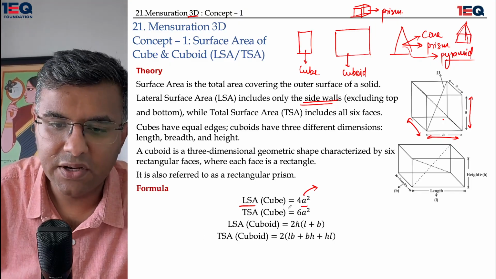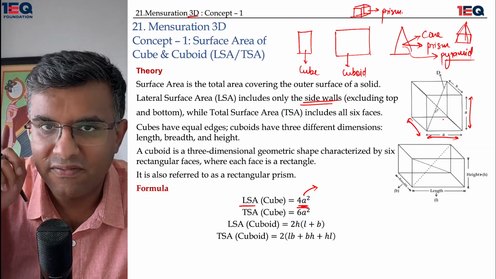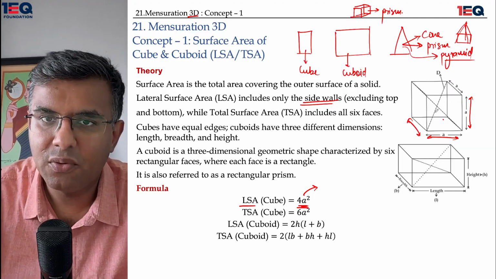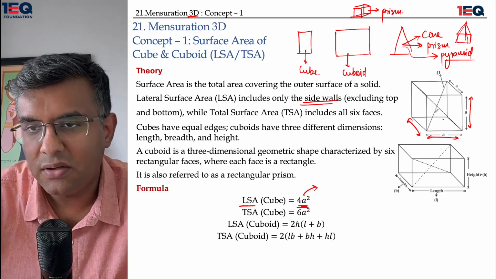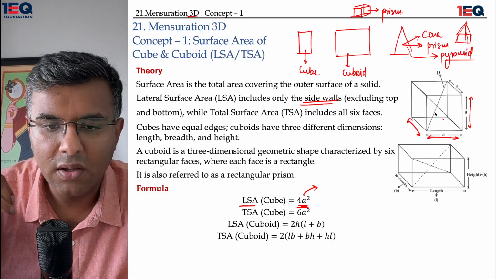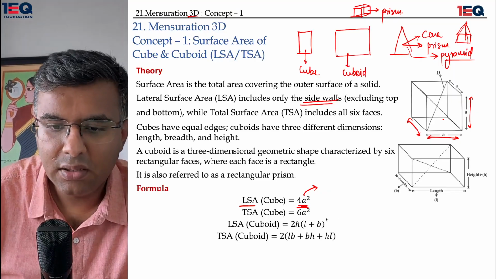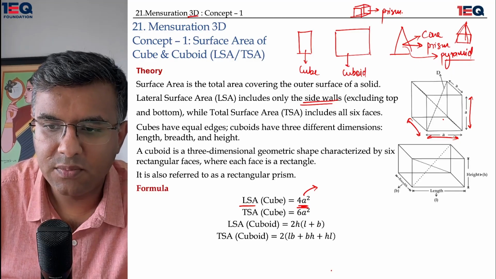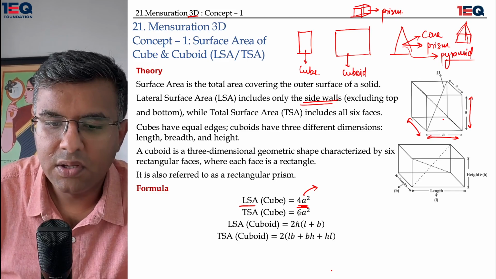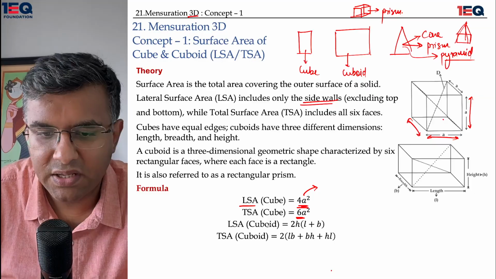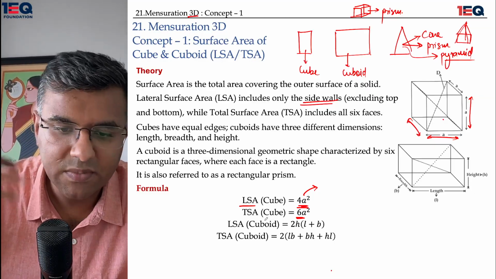So the lateral surface area of a cube would be equal to 4a squared. That means a squared is the area of one face. When I multiply it by 4, it becomes the area of four faces. We are excluding the top and the bottom. Mind it that we are excluding the top and the bottom. But in terms of total surface area, the top and bottom both are included. So 6a squared would be the total surface area when top and bottom are included. You can say that LSA plus top and bottom is equal to TSA.